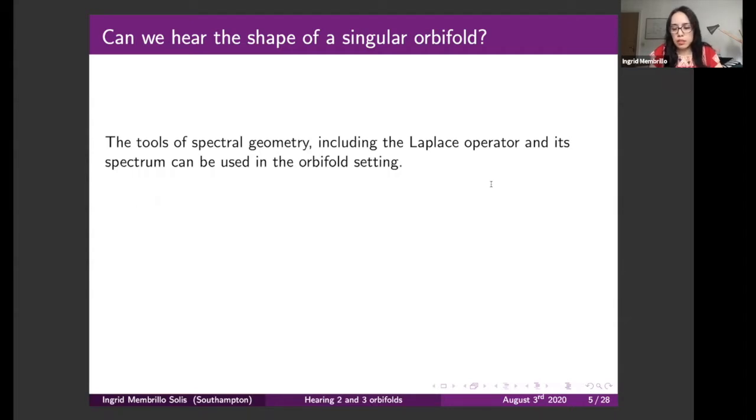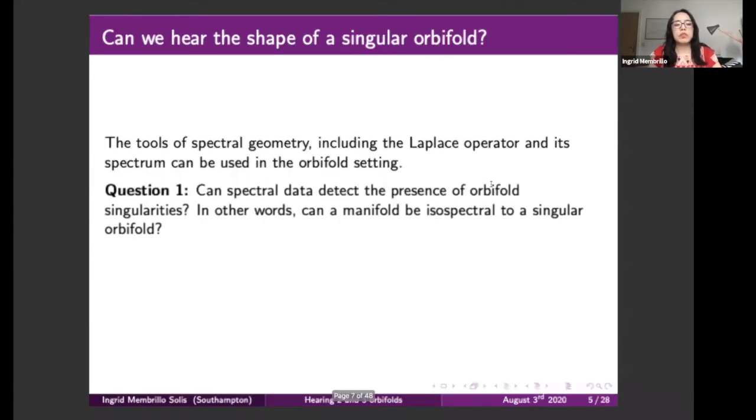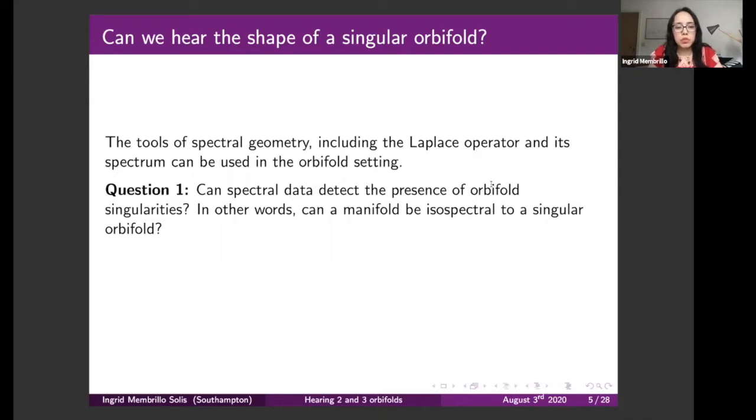So then, when we do this, there are two questions that arise. The first question is the following: can spectral data detect the presence of orbifold singularities? In other words, can a manifold be isospectral to a singular orbifold? This first question is non-trivial, and some people have tried to give answers, and there are some results about it.